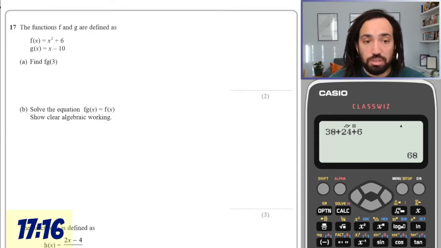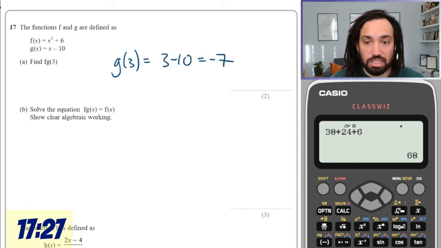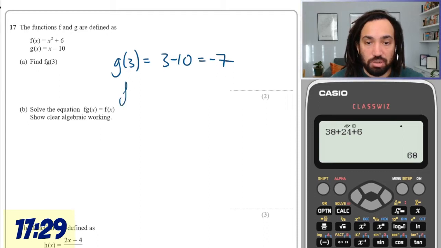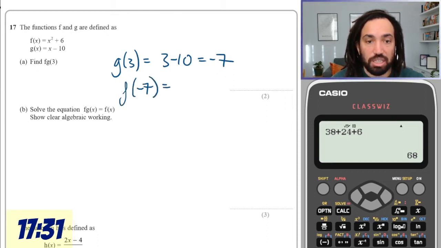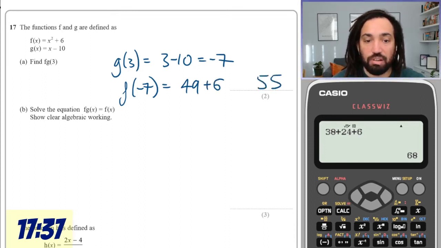Okay, so we've got two functions, and we've got f of g of 3. Fine, so let's find g of 3 first, which is going to be 3 minus 10, which is minus 7. So f of that is going to be 49 plus 6, which is 55.